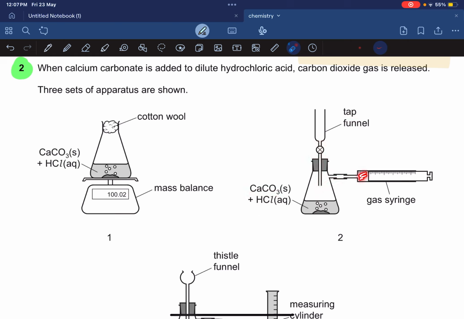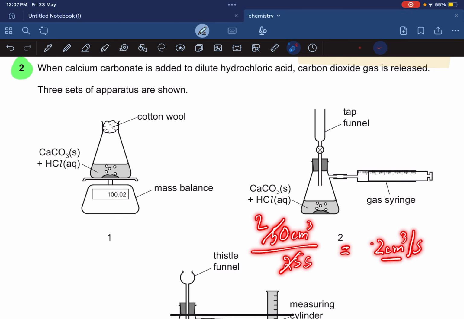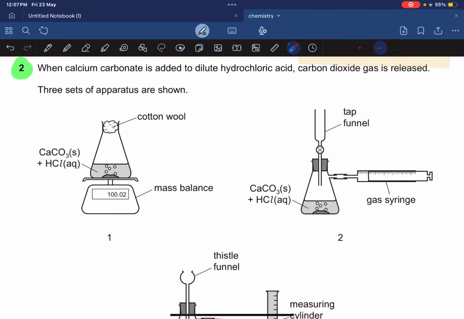You are going to collect the volume of the gas, and for example the gas collected is 50 cm cube and the time taken is 25 seconds. So it's going to be 2 cm cube per second. I am sure you guys see how this kind of thing changes for rate. Over here it was grams per second, over here it's cm cube per second. Rate is basically the change. It can be anything. It can be change in the mass, it can be change in the volume.